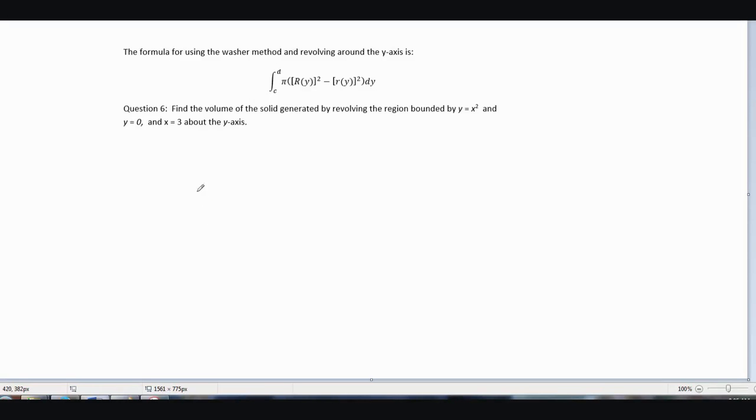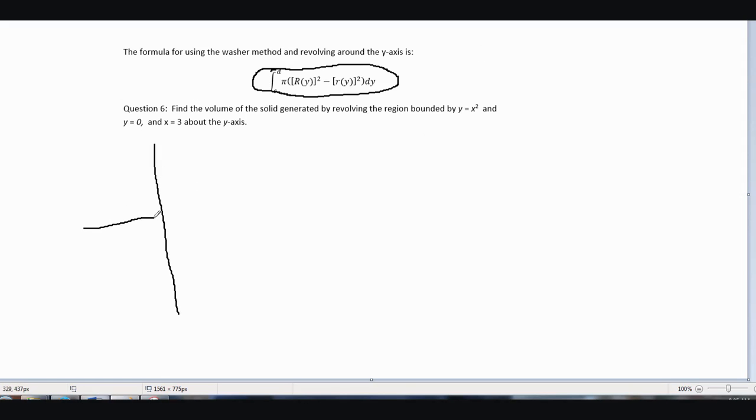In this video, we're going to do a washer method problem where we're revolving the region around the y-axis. So up here we've got the formula that we'll use. And remember, when we're going around the y-axis, our bounds are going to be values on the y-axis. And so it says, find the volume of the solid generated by revolving the region bounded by y equals x squared, y equals 0, and x equals 3 about the y-axis.